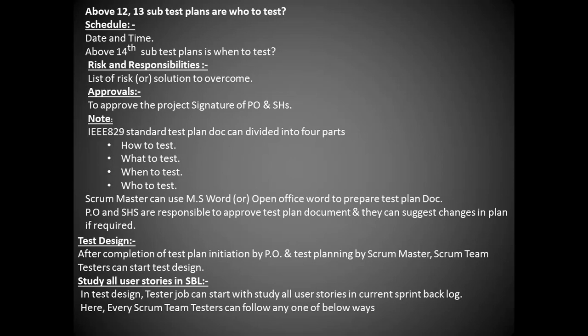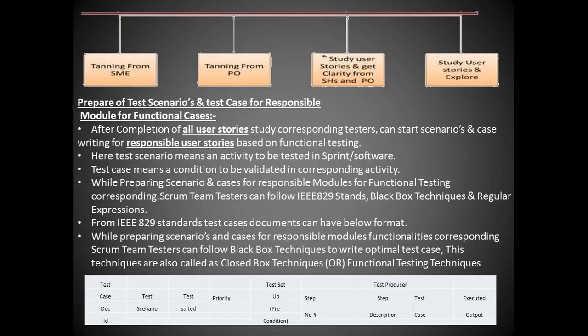Here, every Scrum team tester can follow any one of the below ways: scanning from the SME, scanning from the PO, studying user stories, and getting clarity from the stakeholders and the PO. Study user stories and explore them. Preparing the test scenarios and the test cases for the responsible module for functional cases.